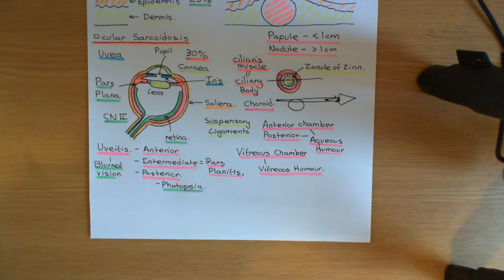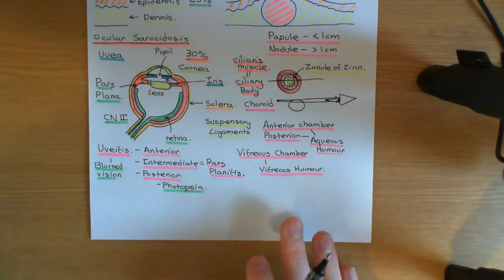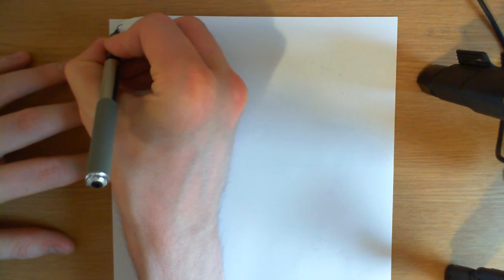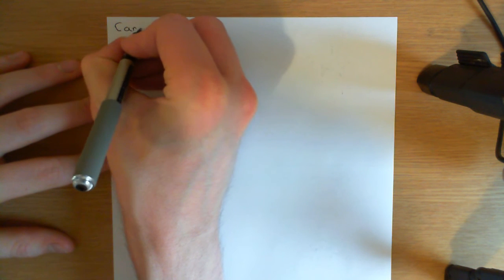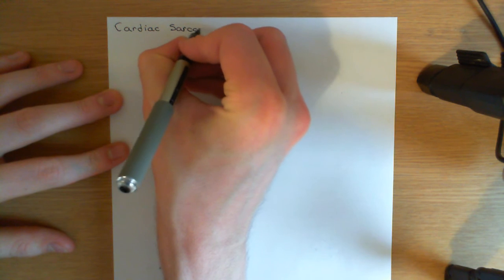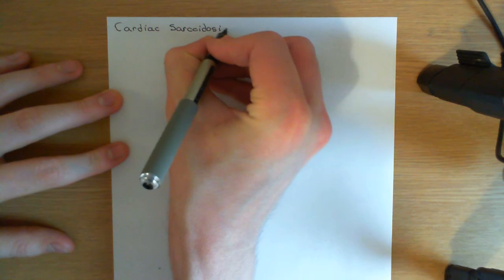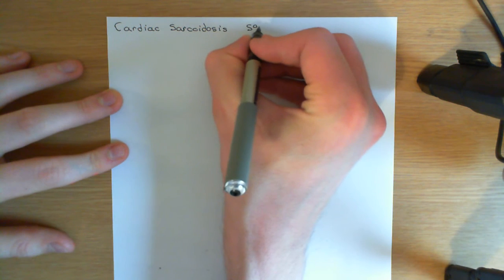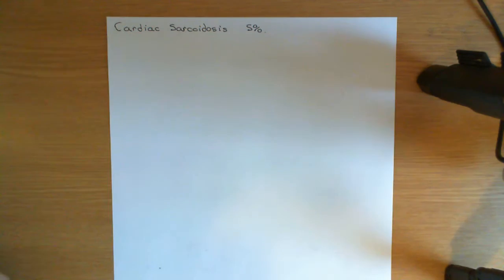Okay, so the final place then that I want to talk about where sarcoidosis can affect is the heart, and this is known as cardiac sarcoidosis. Now thankfully this is reasonably uncommon, so this is only going to affect 5% of people who are actually suffering from sarcoidosis, but the consequences can obviously be very severe. So cardiac sarcoidosis, this is going to affect 5% of people with sarcoidosis.